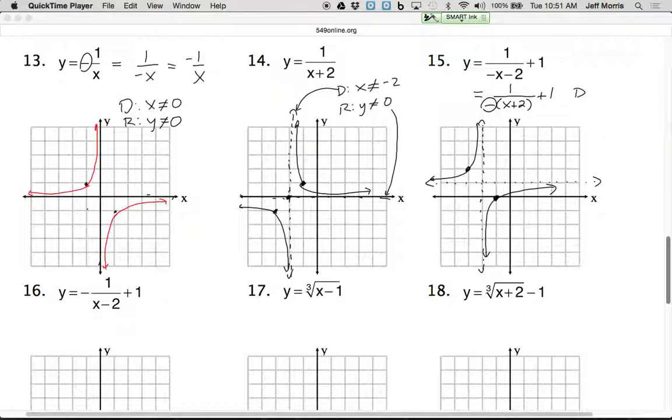So domain was x cannot equal what? Negative 2. That asymptote right here. X cannot equal that asymptote. What's the range? Y cannot equal 1. Y cannot equal that asymptote right here. Y cannot equal 1. Any questions?